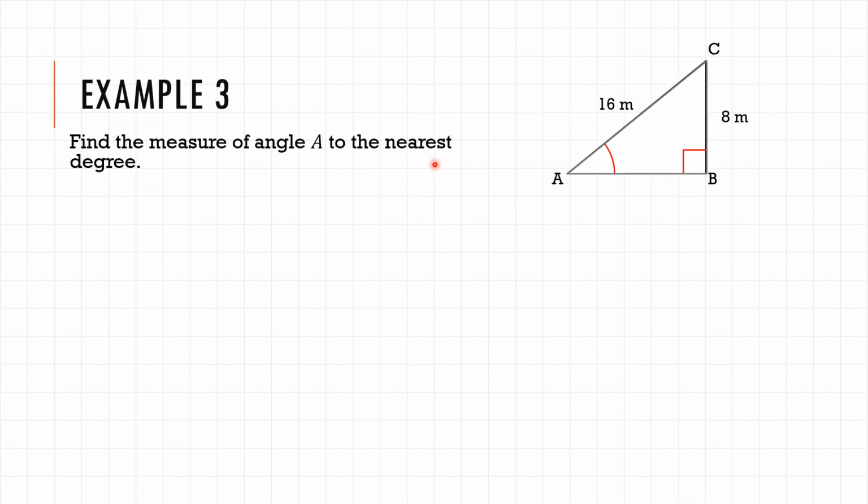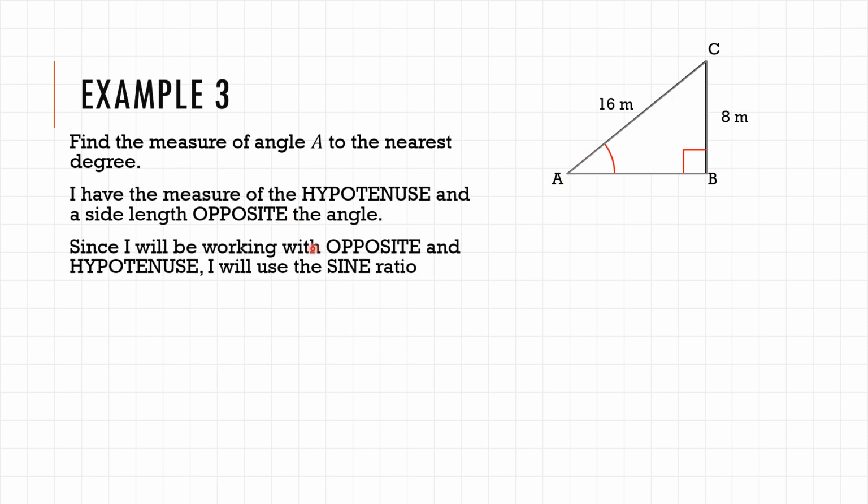Example 3, find the measure of angle A. So in this case, I'm not looking for a side length. I'm actually looking for the angle. So here is angle A. I have the opposite side. I have the hypotenuse, which means I need to be using sine. So sine of angle A is equal to opposite over hypotenuse. And when I divide these two, I would get 0.5 or something, but I'll leave it the way it is right now. The point is here, I want to get A by itself.